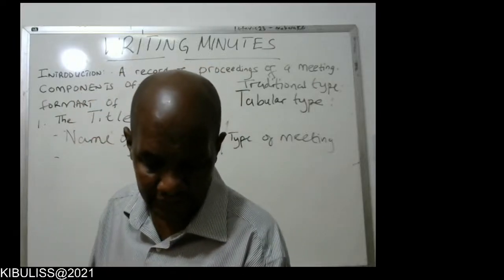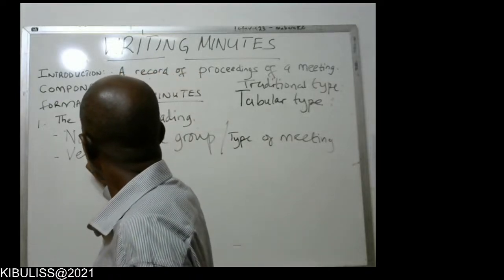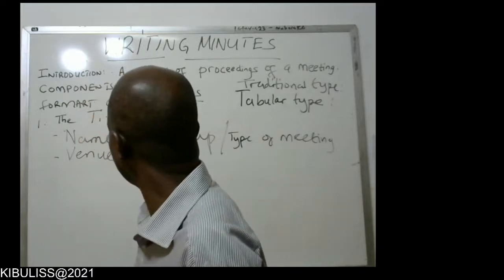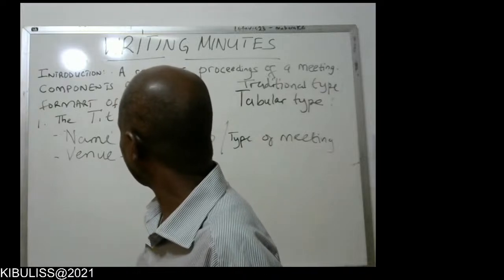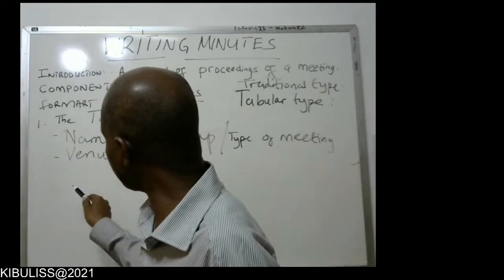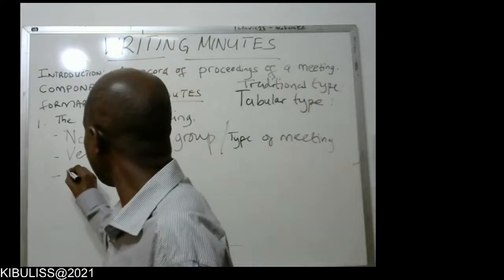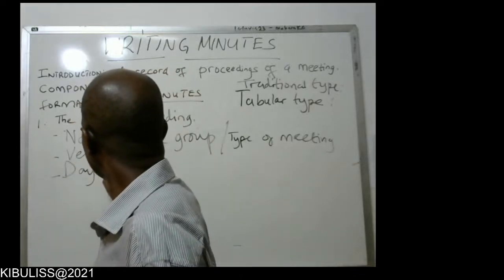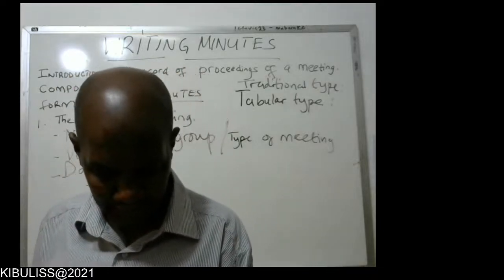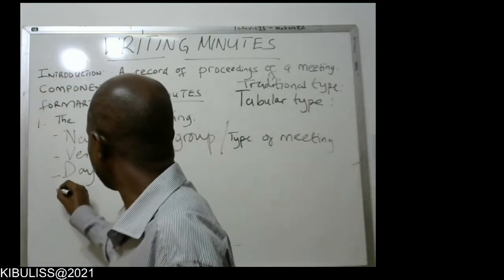The next thing in your heading, it must be the venue. Where does the meeting take place? So name of the group comes first, venue comes next. Inevitably, we shall follow it by the day and date. You mention when was this meeting held, the minutes which you have written, and lastly, the time.